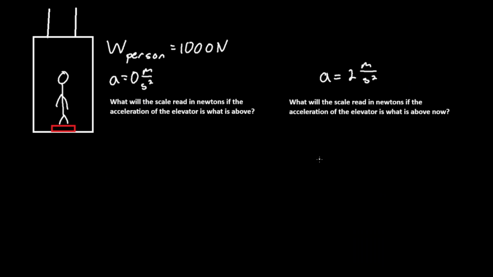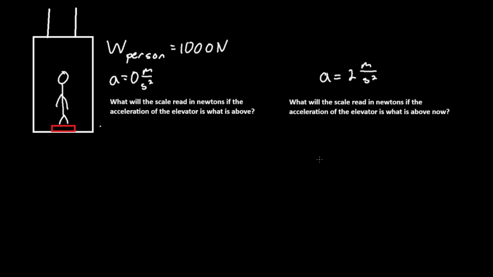So this one is slightly tricky, and it's less of a free body diagram exercise and more of a logic exercise, I'd say. But free body diagrams can help you think of this. So you're in an elevator, hence the 2 cables and the very thin box, and you're standing on a scale, and this scale tells you your weight in newtons. If the elevator is just at rest, so it's accelerating at 0 meters per second squared, and your weight is 1,000 newtons, what will the scale read in newtons if the acceleration of the elevator is what is above, which is 0 meters per second squared?